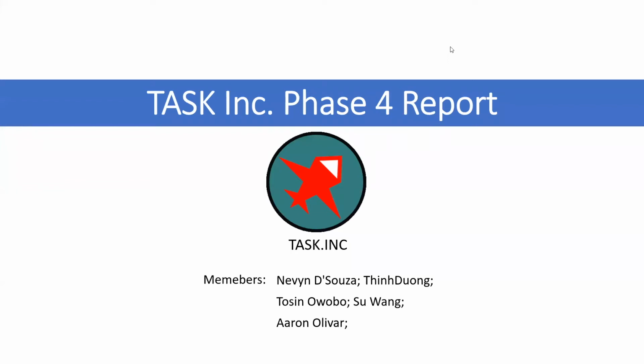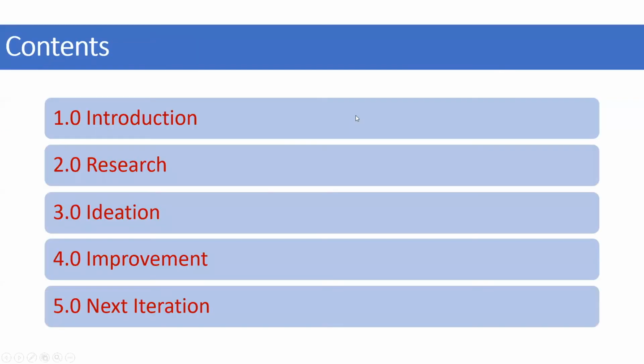This is our group task group phase 4 report. Our group members include Nevin, Dean, Tosin, Sue, and Aaron. Our report includes 5 parts: introduction, research, ideation, improvements, and the next iteration. Let's welcome Nevin to do the introduction.